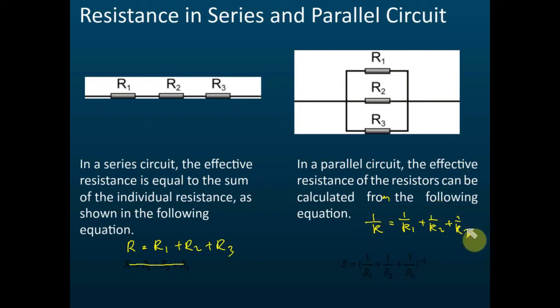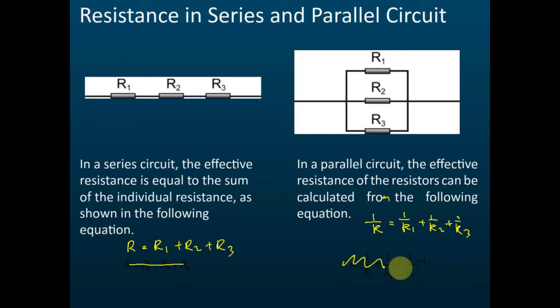I don't like this equation, okay? So I do some modification to this equation, to make it easier for the calculations. So I change this 1 over R to become R. And to do this, then this part will become the reciprocal. We call it the reciprocal, okay? Then we put a bracket here and then to the power of negative 1, okay?